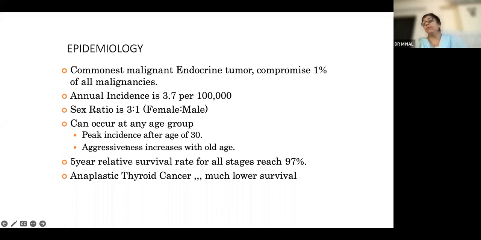If the older population is affected, then the disease is more aggressive. Otherwise, thyroid malignancies are safer malignancies with good prognosis. The 5-year survival rate is almost 97%. The only exception being the anaplastic thyroid carcinomas, which have a lower survival rate.